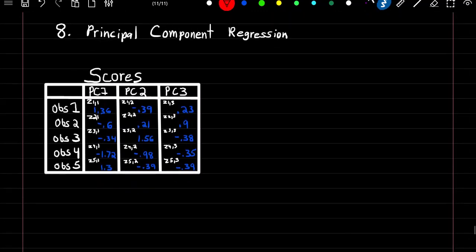So we covered principal component analysis, now we're going to cover principal component regression. The way principal component regression works is you're going to include the results or the scores from your principal component analysis as your inputs instead of the original observations. The pros of doing this is that ultimately you're going to be able to control the complexity of your linear regression model.